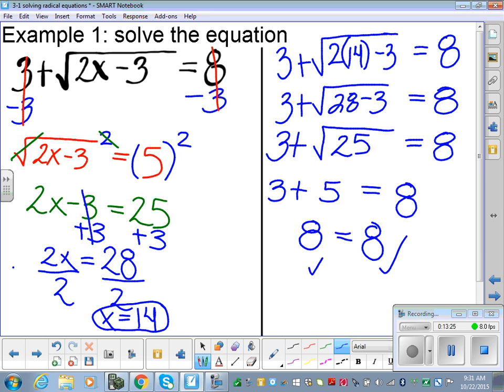We checked it. It worked. It's a true statement. If it wasn't true, we throw it out. And in this one, it would be no solution. Does that make sense? But we checked it. It's truly a solution because it gave us a true statement, so we're all good. Any questions? Okay, another one.